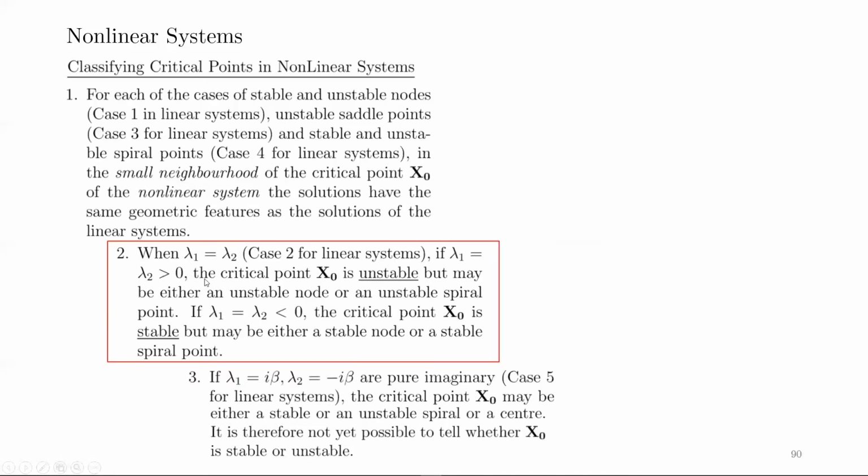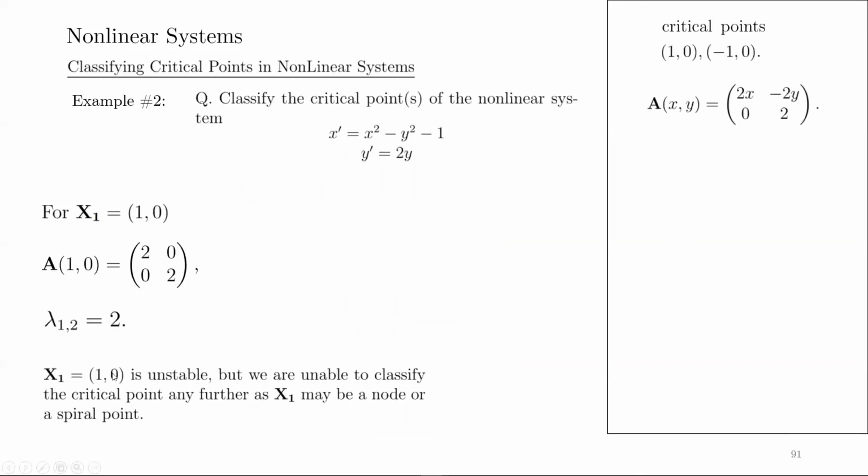So when lambda 1 equals lambda 2, case 2 for linear systems, if lambda 1 equals lambda 2 is greater than 0, which is what we have here because we had the eigenvalue 2, then the critical point is unstable, but we don't know if it's an unstable node or an unstable spiral point. So the critical point x1 = (1, 0) is unstable, but we're unable to classify any further. It could be a node or a spiral point.